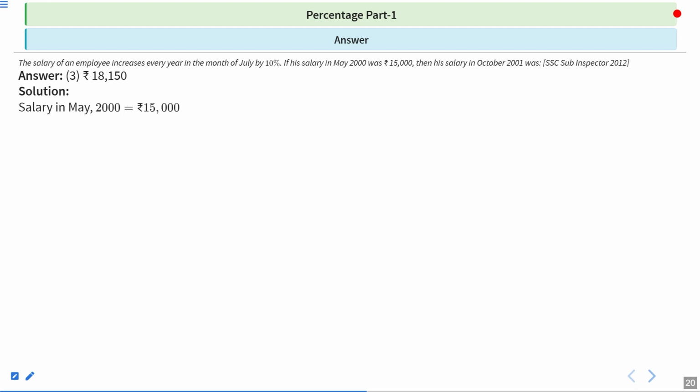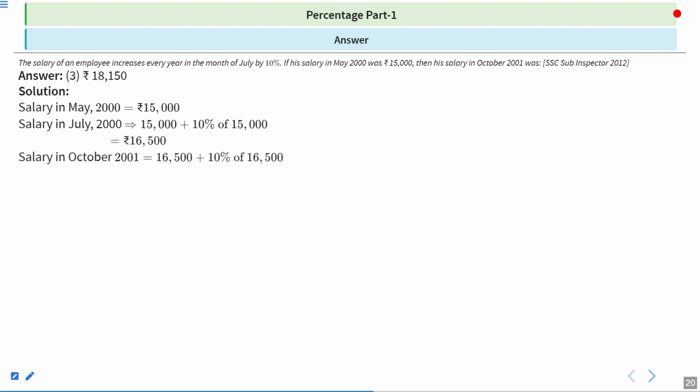So salary in May 2000 is 15,000. So salary in July 2000 will become, it is increased by 10%, so it will become 15,000 plus 10% of 15,000. So it will become 16,500 rupees. Now salary in October 2000 will become, again it is increased by 10%. So it will become 16,500 plus 10% of 16,500. So when we calculate, we get 18,150. So third one is the correct answer. Next one.